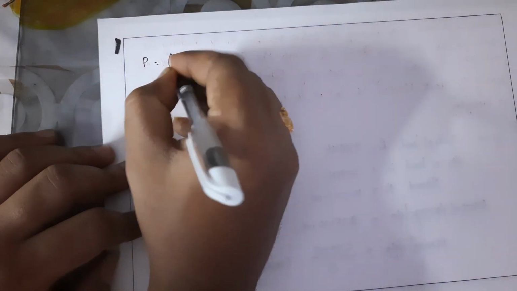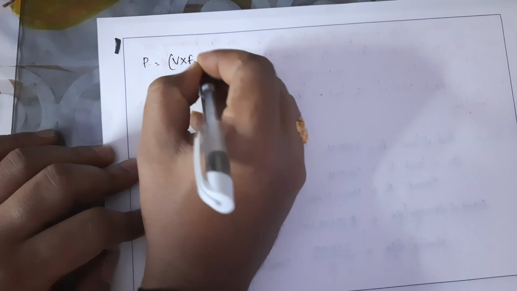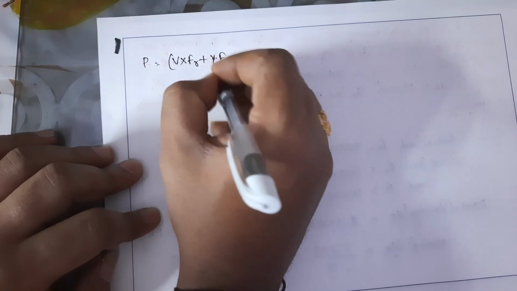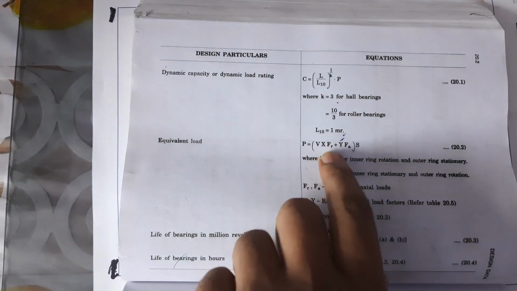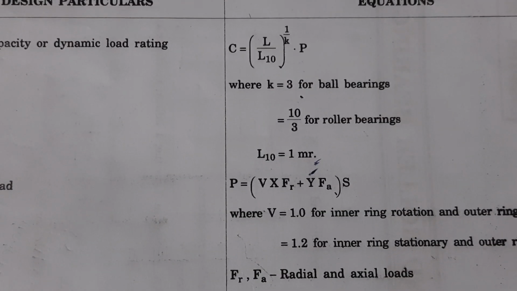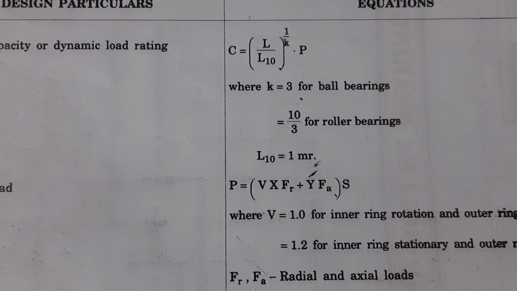Next we have to do the equivalent bearing load condition. Equivalent bearing load P is equal to VXFR plus YFA into S. This is the formula we have on page number 20.2. So here is the formula VXFR plus YFA into S. This is the formula for equivalent bearing load conditions.